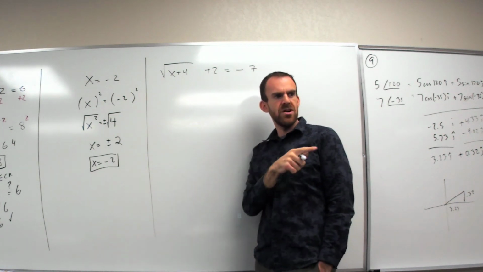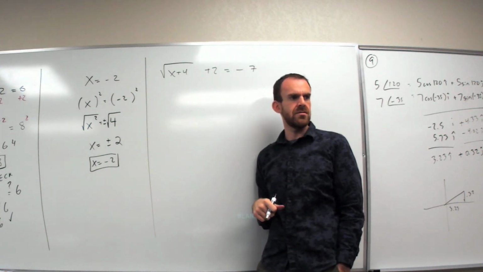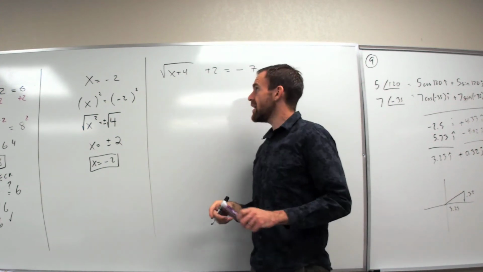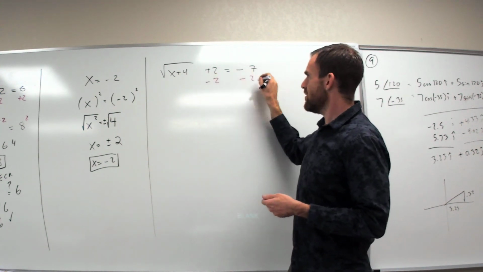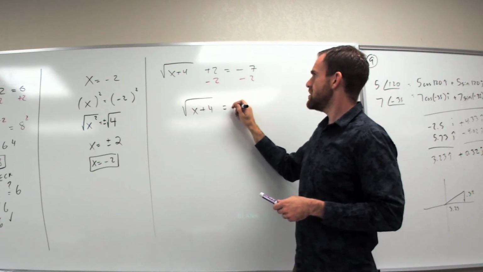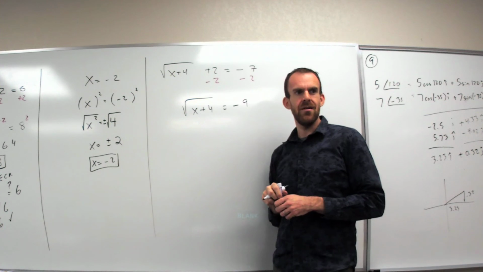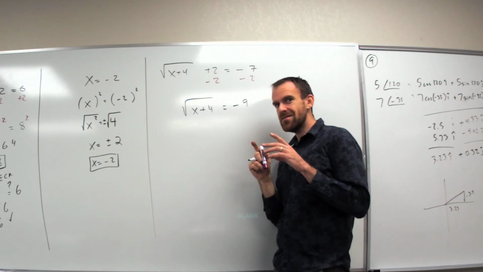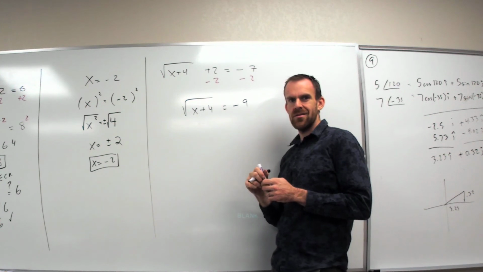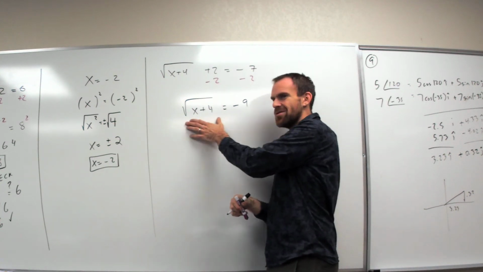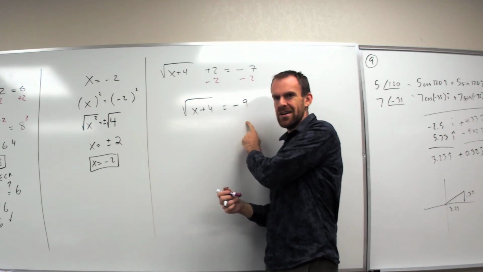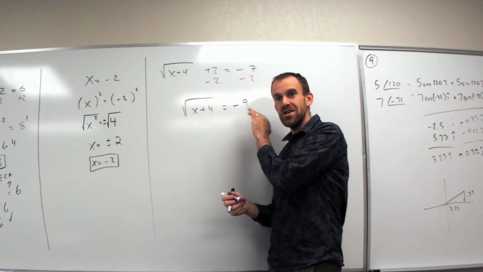First step: subtract 2 from both sides. Excellent. I want to get the square root by itself, so I'm going to subtract 2. That leaves me with the square root of x plus 4 equals negative 9. Now, from this point, we can tell that our solution is not going to work. Why? Because when you take the square root of something, you always get a positive number. It's never going to equal the negative. So I know it's not going to work.